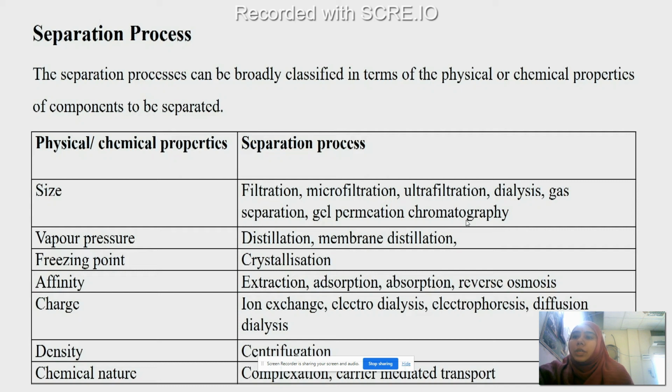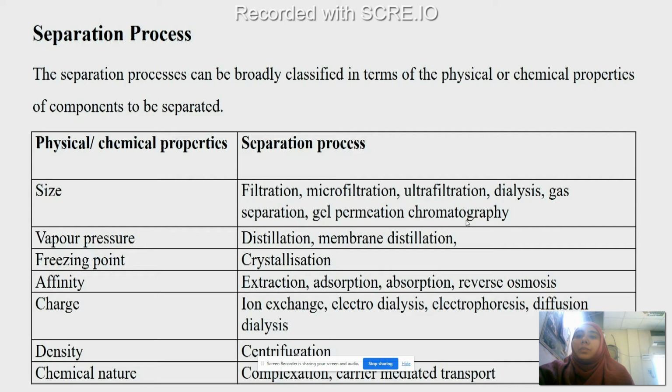Based upon affinity, extraction, absorption, adsorption, reverse osmosis are designed, and based on charge of solute, ion exchange. Electrodialysis works based on density. Configuration technology works, and based on chemical nature, either complexation or carrier mediated transport works. So this table tells that size and the different chemical and physical properties of the solute play an important role. And this one is the deciding factor. Based on this we can decide which separation process can be adopted.